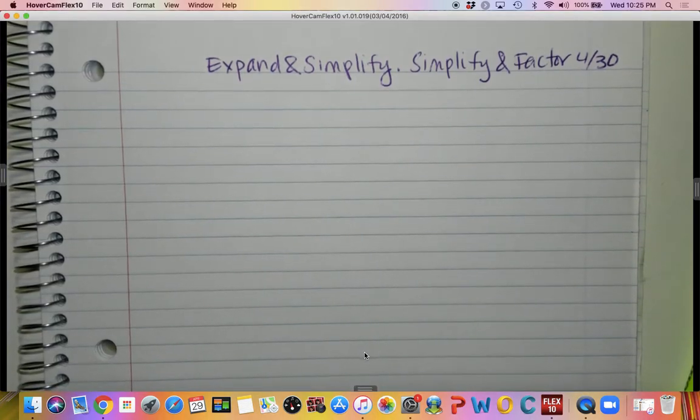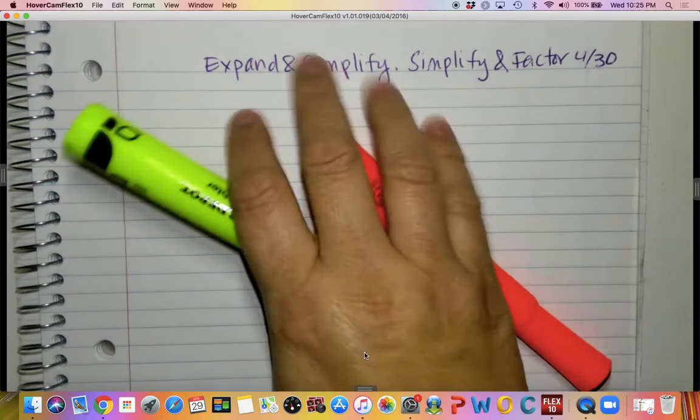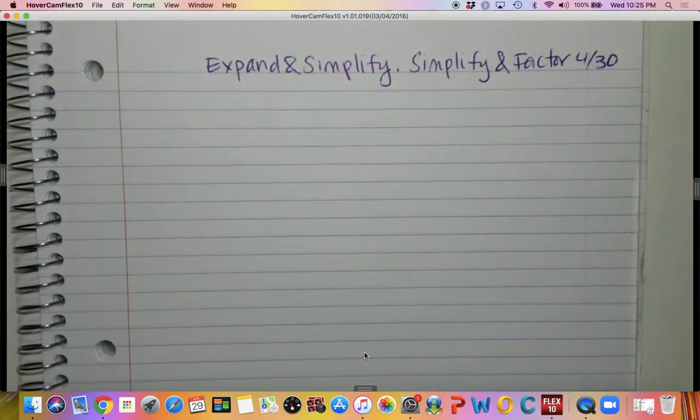Okay, today I have 6 sample problems to show you how to do the problems that are on the Google form. I've already taught you how to simplify, meaning combine like terms, and I've already taught you how to expand, and I've taught you how to factor. So this is just combining all of those things together. I'm going to use 2 different colors of highlighter, and we're just going to go through the sample problems.